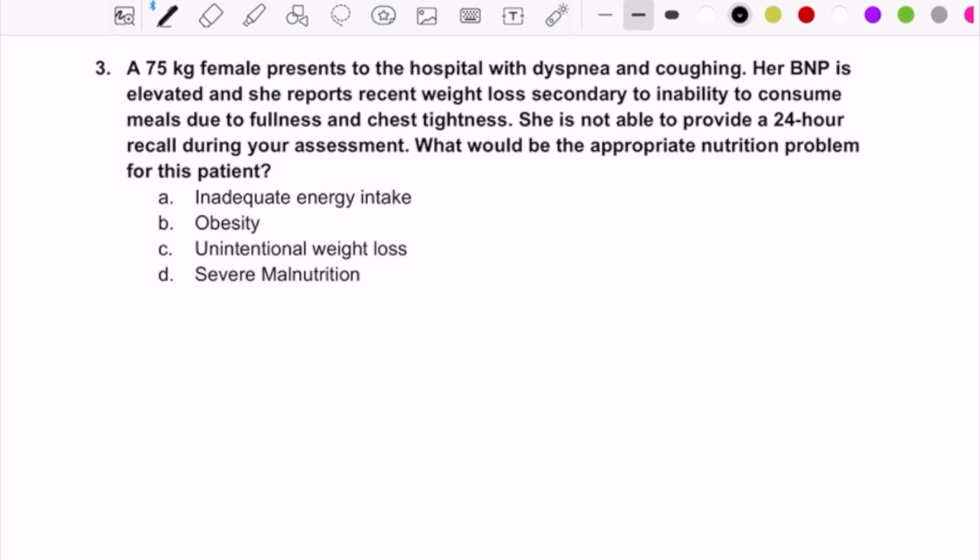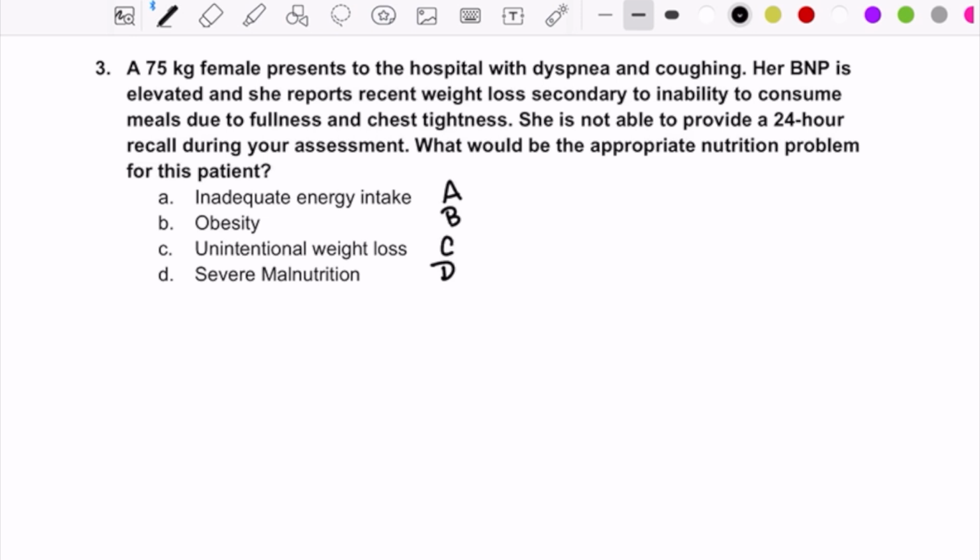Let's break the question down a little more. It's long. Patient 75 kilograms. She has shortness of breath and coughing. She has a high BNP and weight loss. She says her weight loss is caused by not being able to eat big meals and chest tightness. She can't provide a recall, but we need to provide the good nutrition problem. A is inadequate energy intake. B is obesity. C is unintentional weight loss. And D is severe malnutrition.